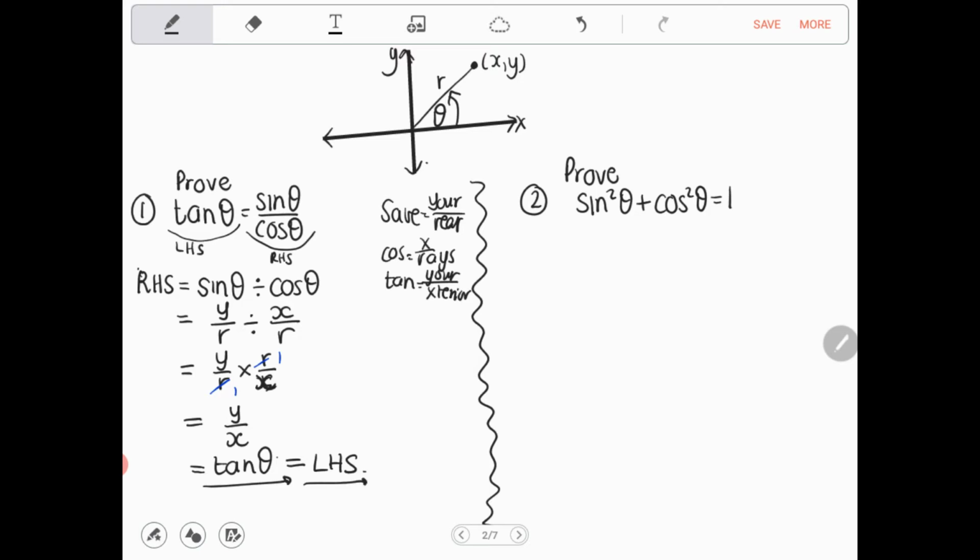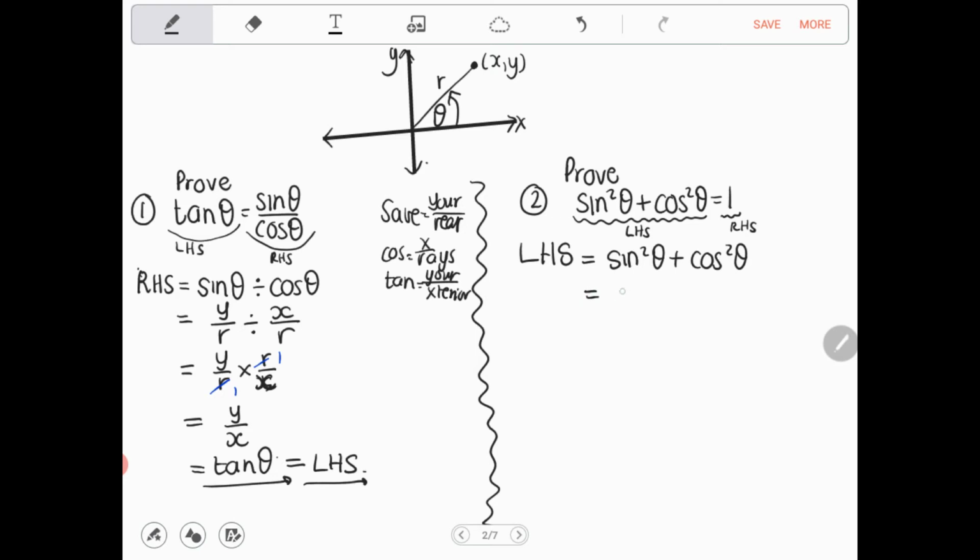Okay, what about the other fundamental identity? Sine squared plus cos squared is equal to 1. Now I'm going to start with this side. This is a more complex side, so I'm going to start with the left-hand side. So now I'm going to have to try and prove that the left-hand side is equal to this right-hand side. All right, so the left-hand side says sine squared theta plus cos squared theta.